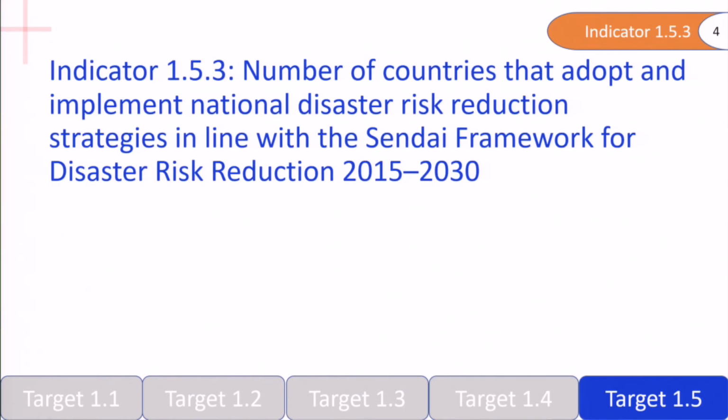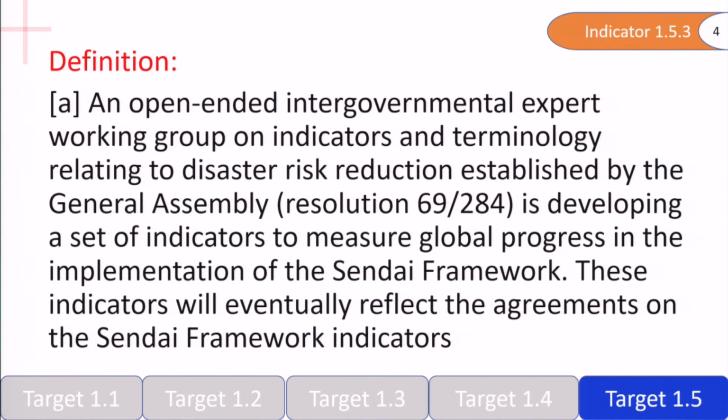The third indicator is the number of countries that adopt and implement national disaster risk reduction strategies in line with the Sendai Framework for Disaster Risk Reduction 2015-2030. The definition given is that an open-ended intergovernmental expert working group, established in the General Assembly resolution, has given indicators and terminologies related to disaster risk reduction, and they are responsible for developing a set of indicators to measure the global progress in the implementation of the Sendai Framework.